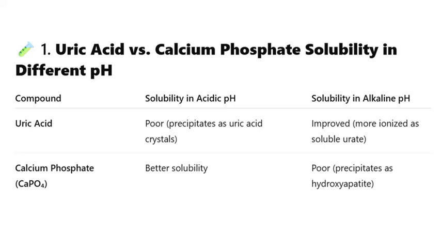Exactly. That's a key point. The acidic environment of the distal tubules and collecting ducts favors the precipitation of uric acid crystals. This can lead to obstruction and potentially acute kidney injury if not managed promptly. So taking measures to maintain adequate hydration and alkalinize the urine can help prevent these complications in tumor lysis syndrome.